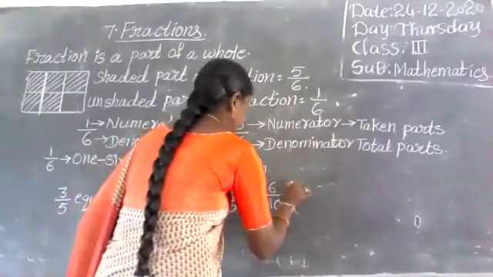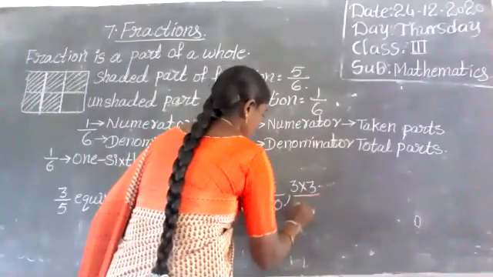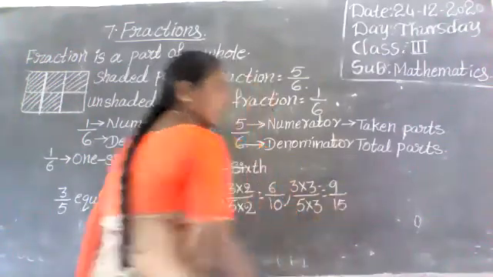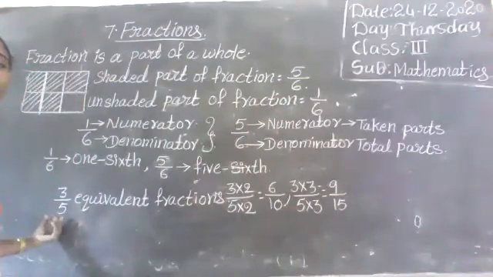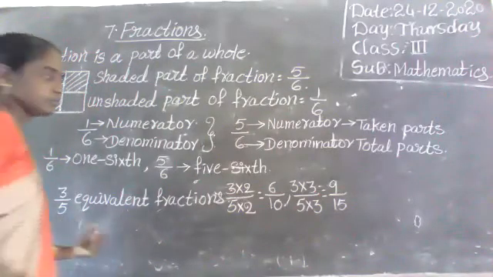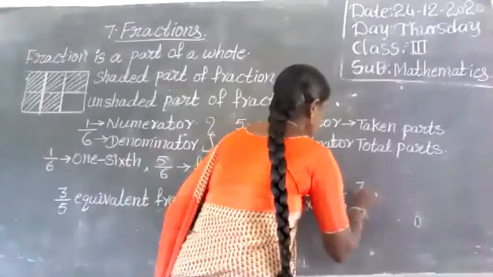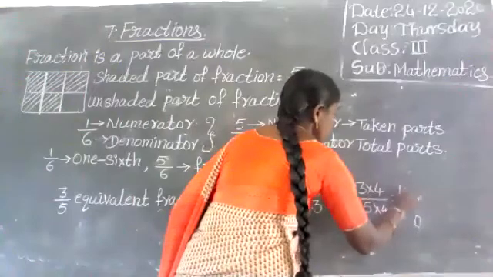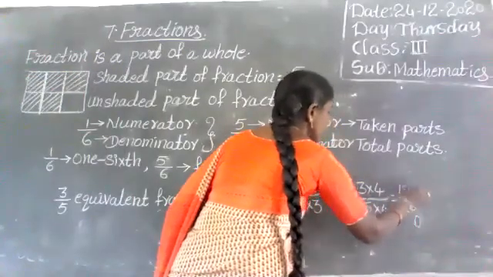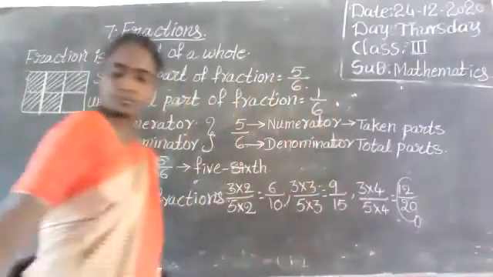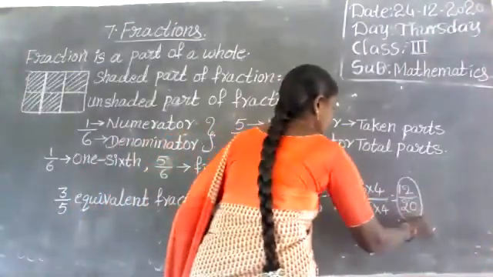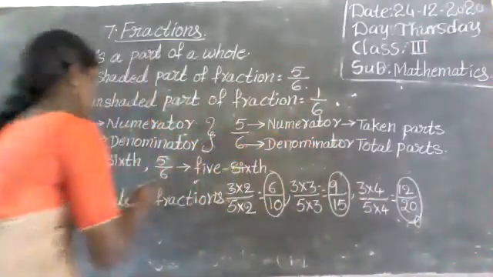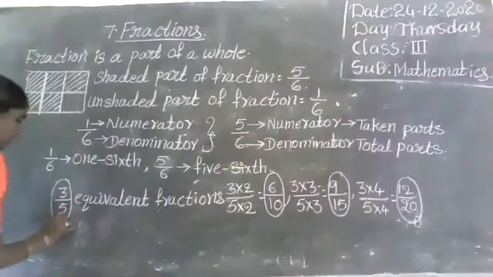Next, 3 into 3 and 5 into 3. 3 3s are 9, 5 3s are 15. 9 by 15 is also an equivalent fraction of 3 by 5. Next, 3 into 4 and 5 into 4. 3 4s are 12 and 5 4s are 20. These are equivalent fractions of this fraction.